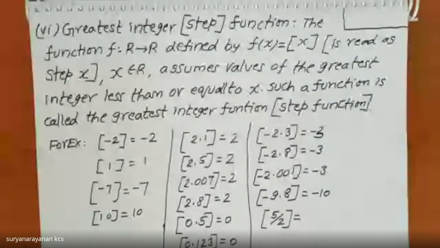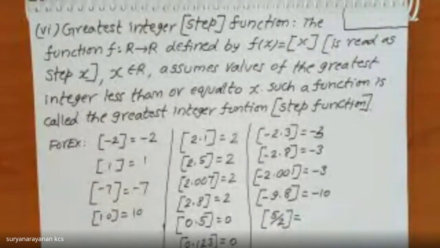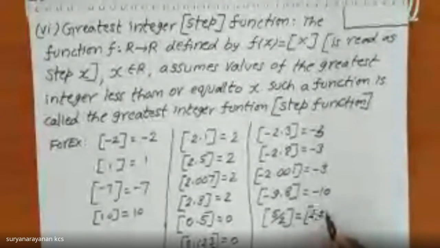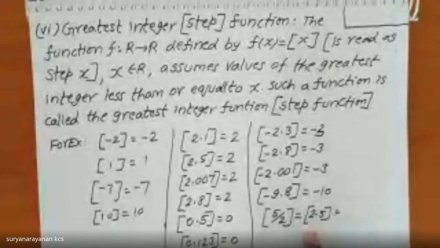Step 5 by 2. Can you tell me what is the value of step 5 by 2? Yes, very good. First, convert this rational number into decimal form. Then what will we get here? 2.5. Now, after converting the rational number into decimal form, mark this number on the number line.